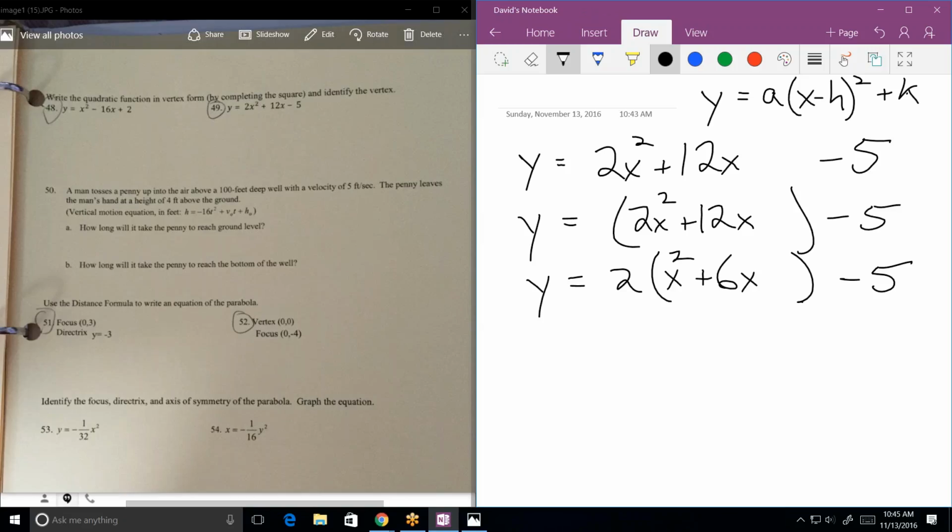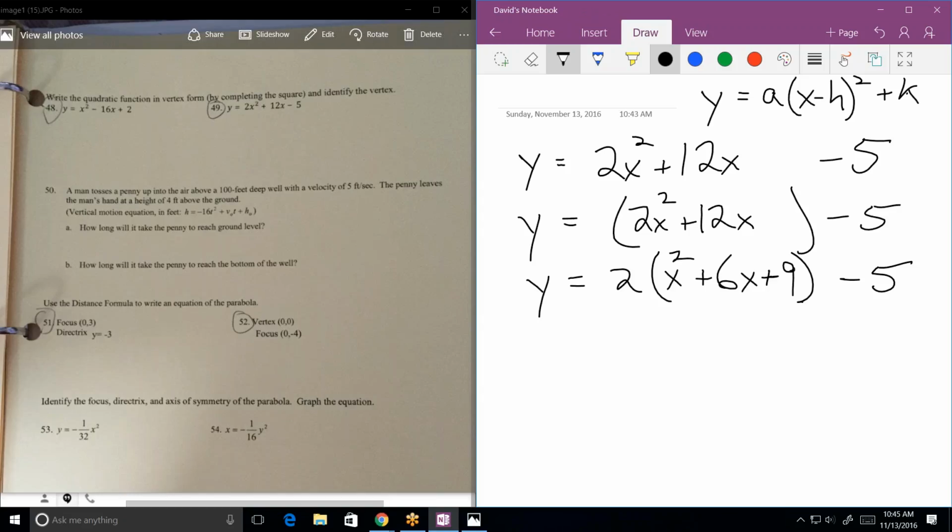Now, complete the square inside the parentheses. Just add and subtract 9. Okay, there's the adding of the 9. Only thing is, when I wrote that 9 in there, how many did I actually add to the right side of the equation? 3.